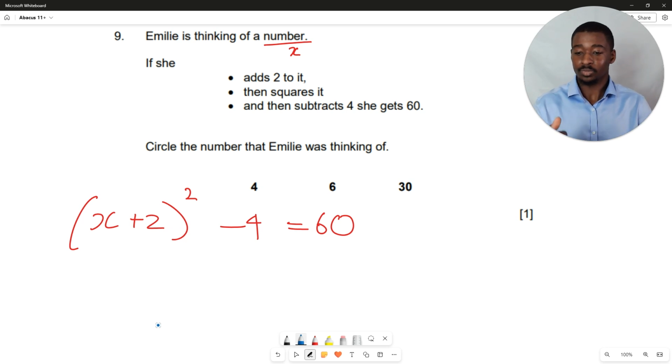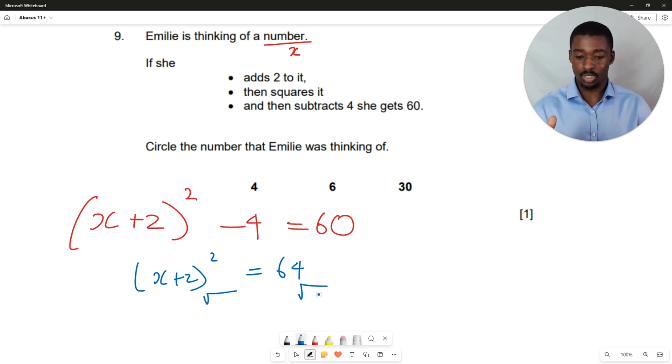So what we need to do is remove all the obstacles blocking us from getting to x on its own. So the first obstacle is this subtraction by 4. So we can take that out or reverse it by adding 4 to both sides. So adding 4 to both sides gives us x plus 2 squared on the left-hand side and 64 on the right-hand side. Then we can square root both sides. Left-hand side, we have x plus 2.